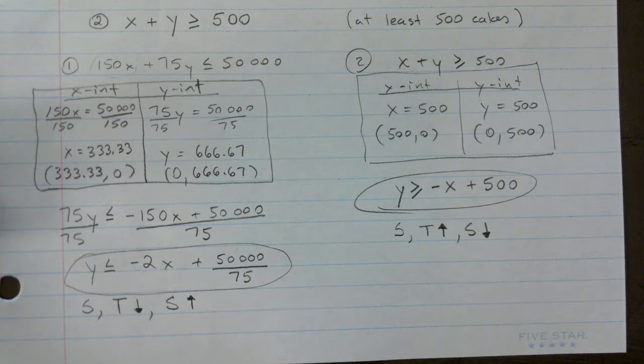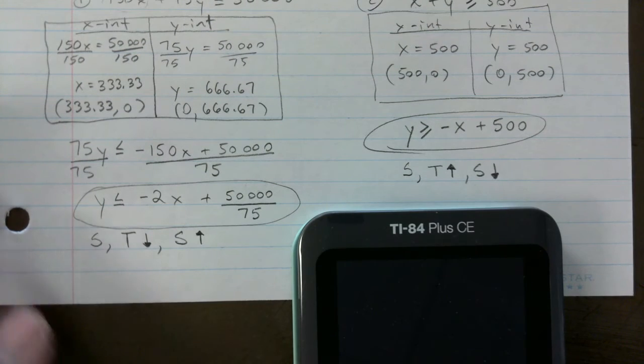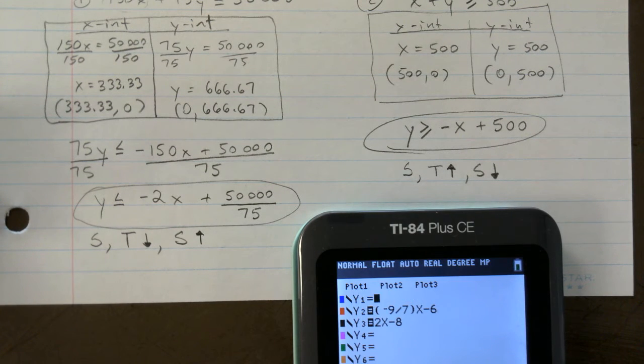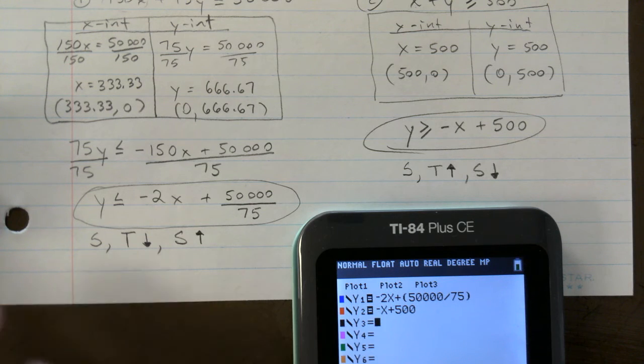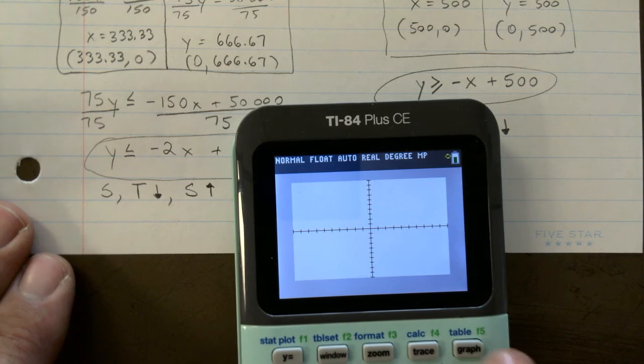So let's go ahead and enter those into our calculator before we even start graphing, just to make sure that we fit that on our graph. So go ahead, clear y is equal to, I'm going to clear whatever I have, negative 2x plus, I'm going to put that in brackets, 50,000 divided by 75. And the next one is just negative x plus 500. I'm going to go ahead and graph those.